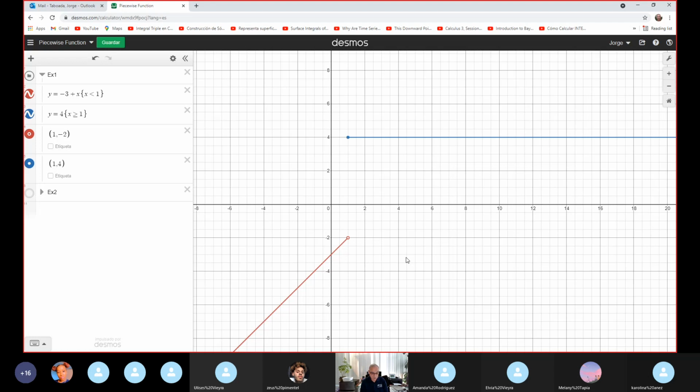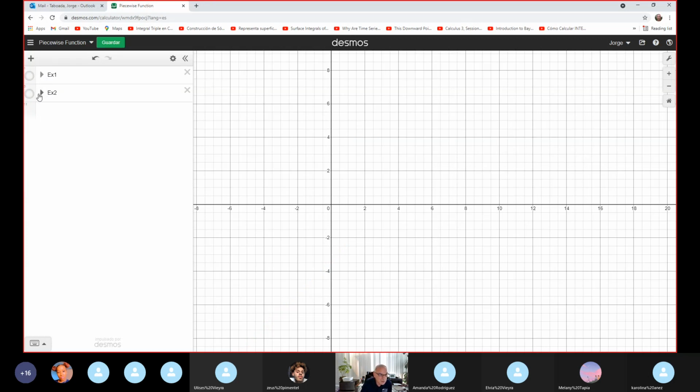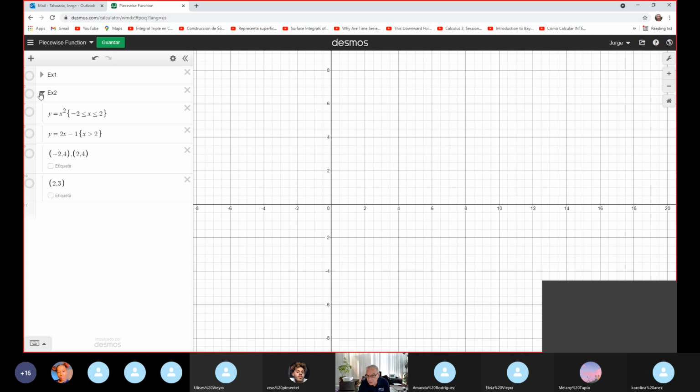Yes. Okay, let's do one more example. But in this case, I want to do it in Desmos only, not by hand. Okay, the second example is this. Doing it in Desmos looks tricky.